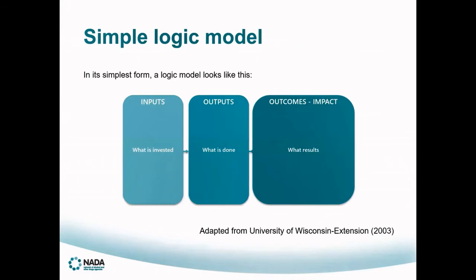In its simplest form, a logic model looks like this. It's a graphical representation that shows the logical relationships between the resources that go into a program, the inputs, the activities the program undertakes, the outputs, and the changes or benefits that result in the short, medium, and longer term, i.e. the outcomes and impact.